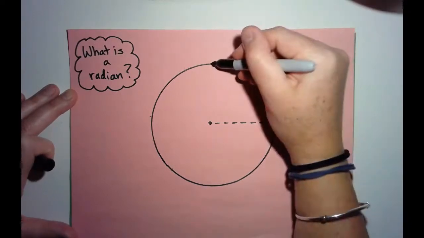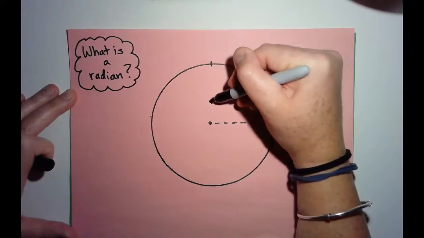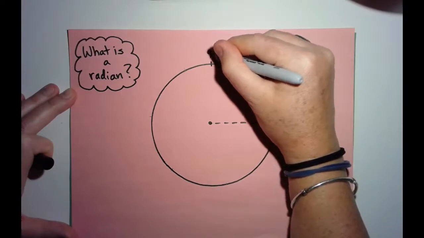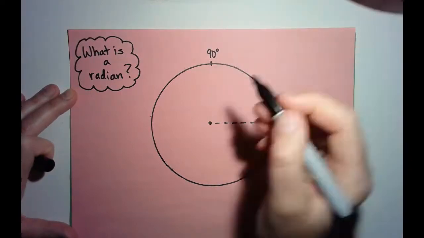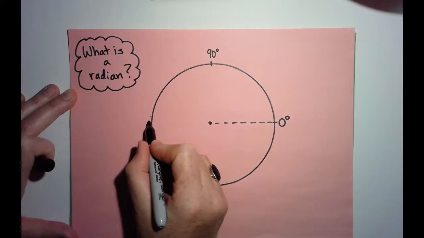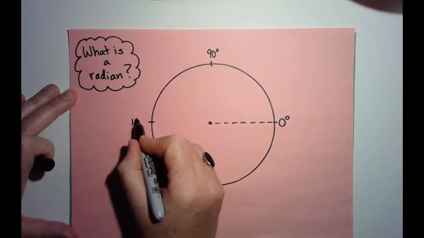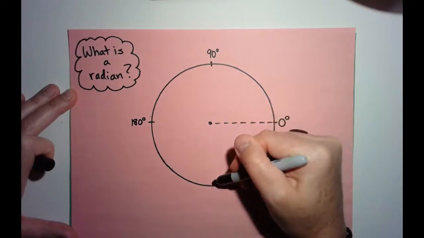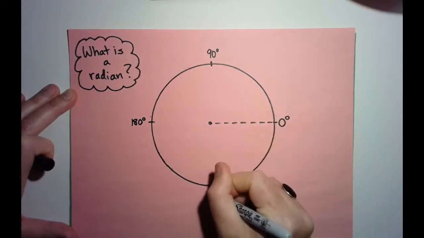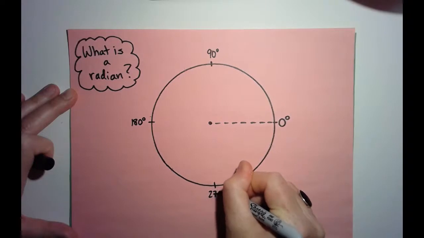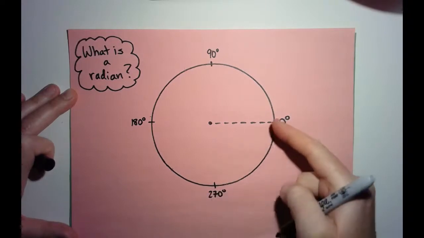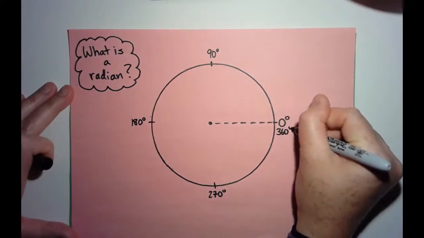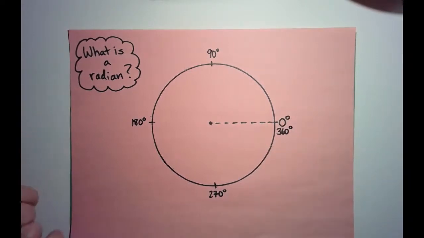And then if we make a mark up here that makes a 90-degree angle, then we would say that would be 90 degrees. And then if we go around here to where we have a semicircle, our halfway point, we'd say that is 180 degrees. If we travel 90 more degrees down here to the bottom, we'd say that's 270 degrees. And then if we travel all the way back around to the starting point, we would have traveled 360 degrees around the circle.